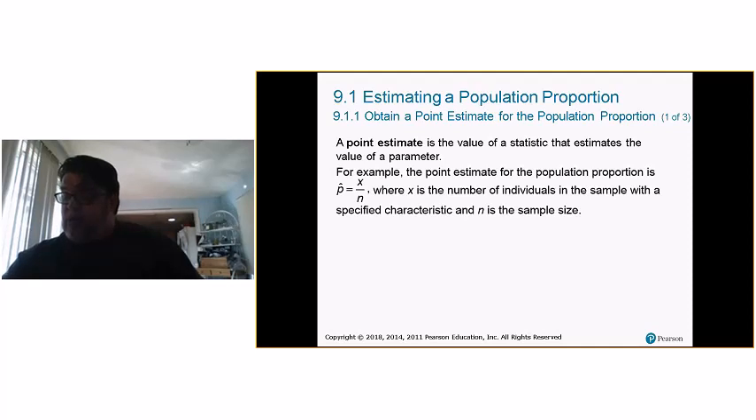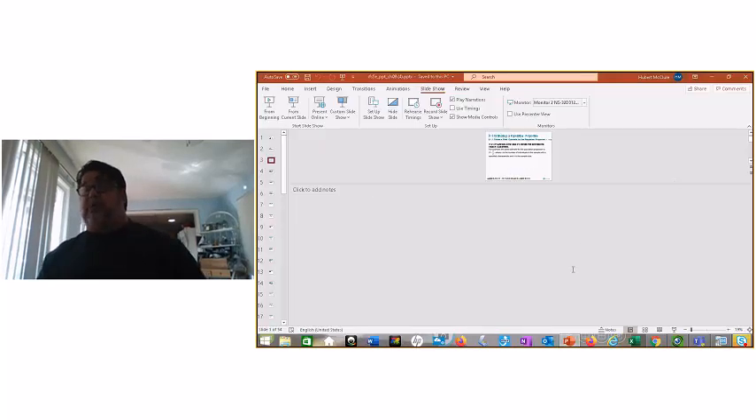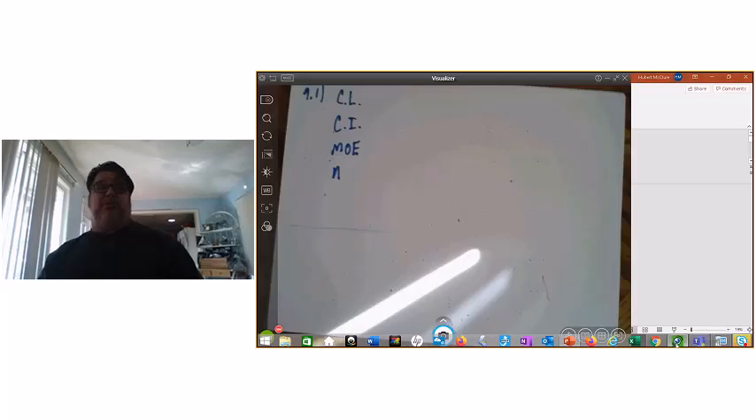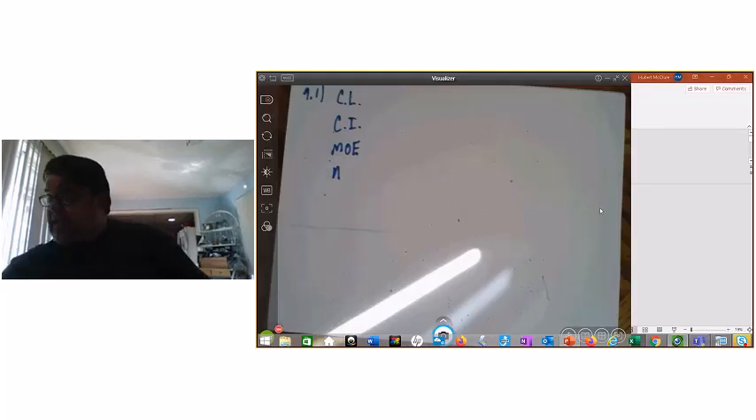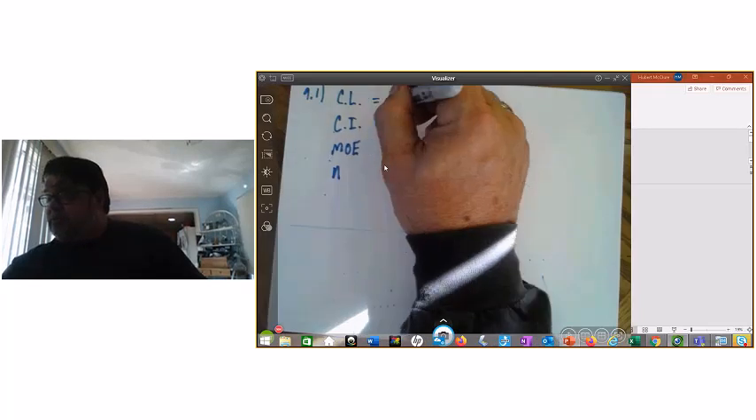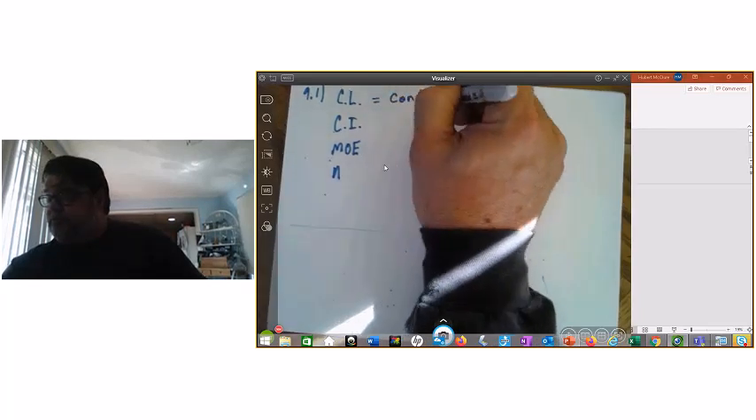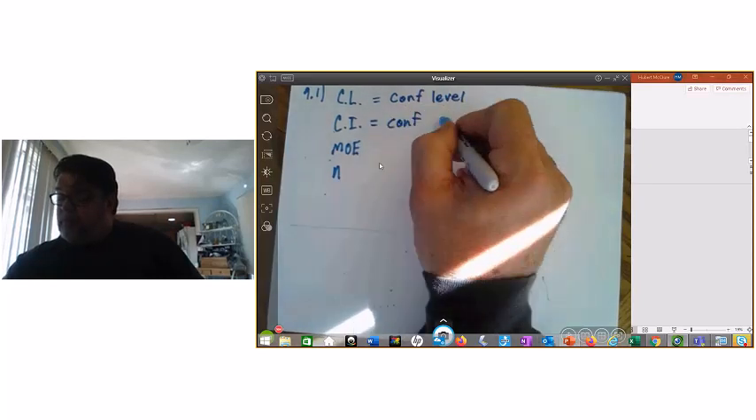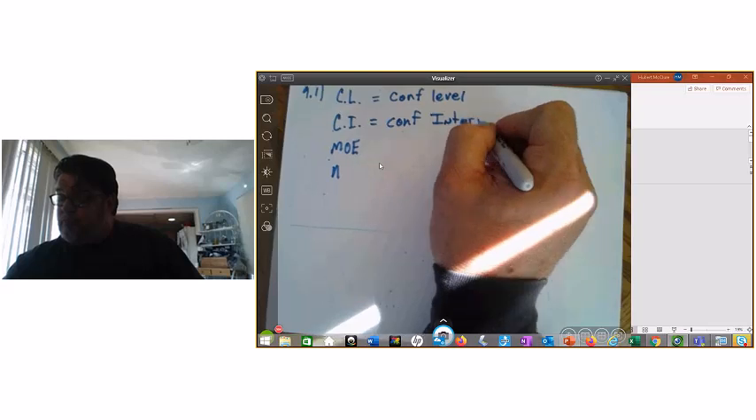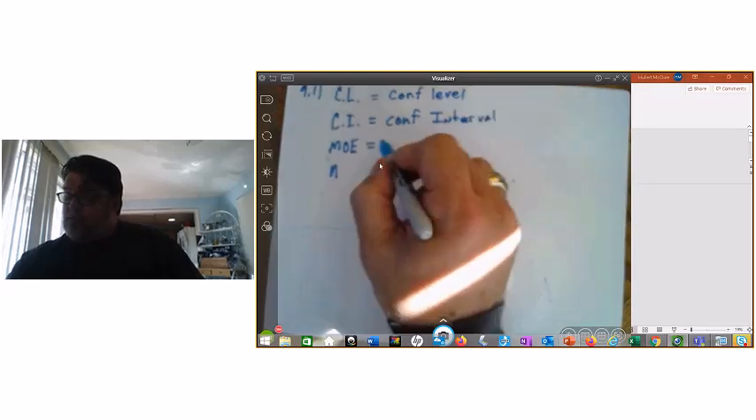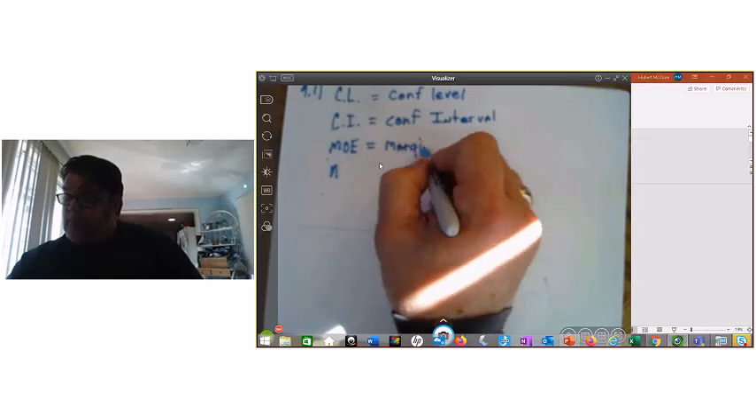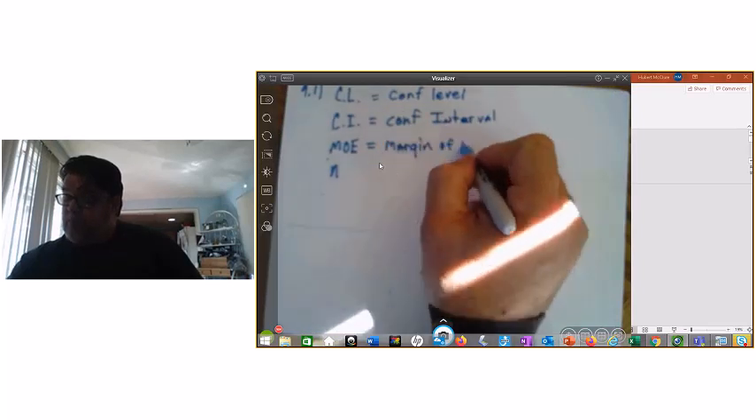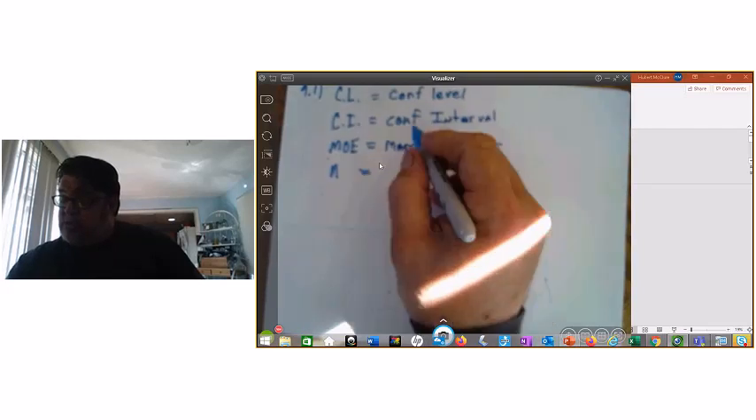the margin of error. Go ahead and write these down. CL is equal to confidence level. CI is equal to confidence interval. ME is equal to margin of error. And N is equal to your sample size.